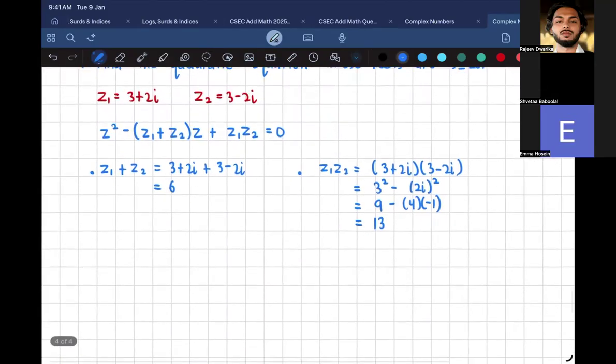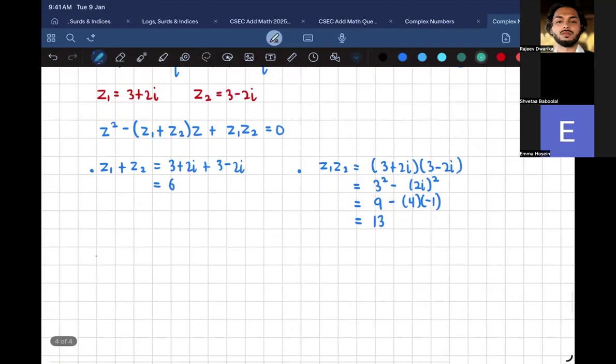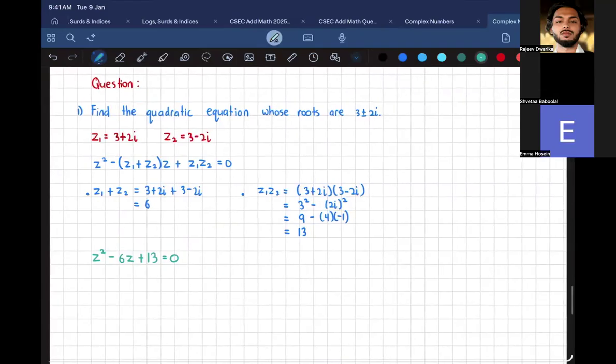So my answer would be what, Emma? Z squared minus 6Z plus 13. Sorry, I have to get the hang of using Z. Right, and that's the answer. And if I wanted to check if my answer was correct, Emma, what would I do?